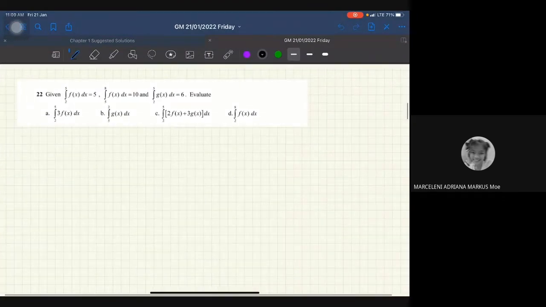Okay, kalau tak faham terus tanya. Saya go through yang ni laju sikit sebab dia basic property sahaja. Okay, so basically soalan bagi kita 3 informations. Okay, so we have over here, the first information that we have is this one.